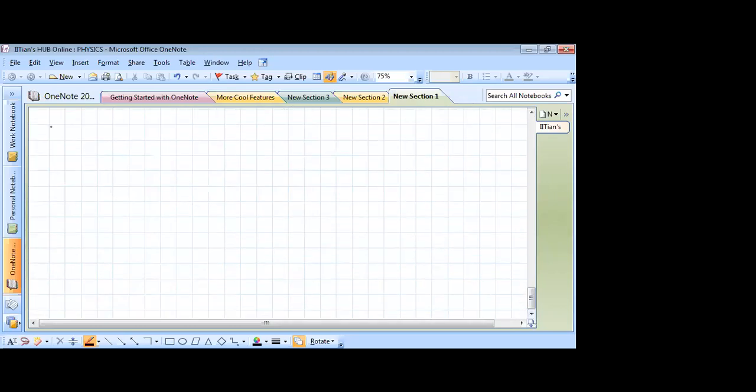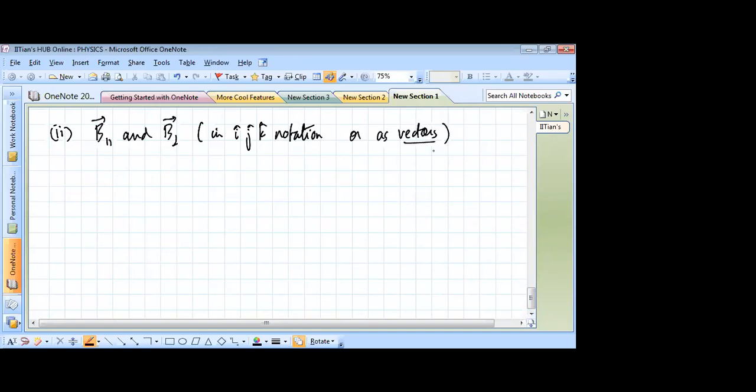Now let's come to the second part. In the second part of the question, I want to find out B parallel as a vector quantity and B perpendicular as a vector quantity, in IIT-JEE notation, or as vectors expressed in component form.